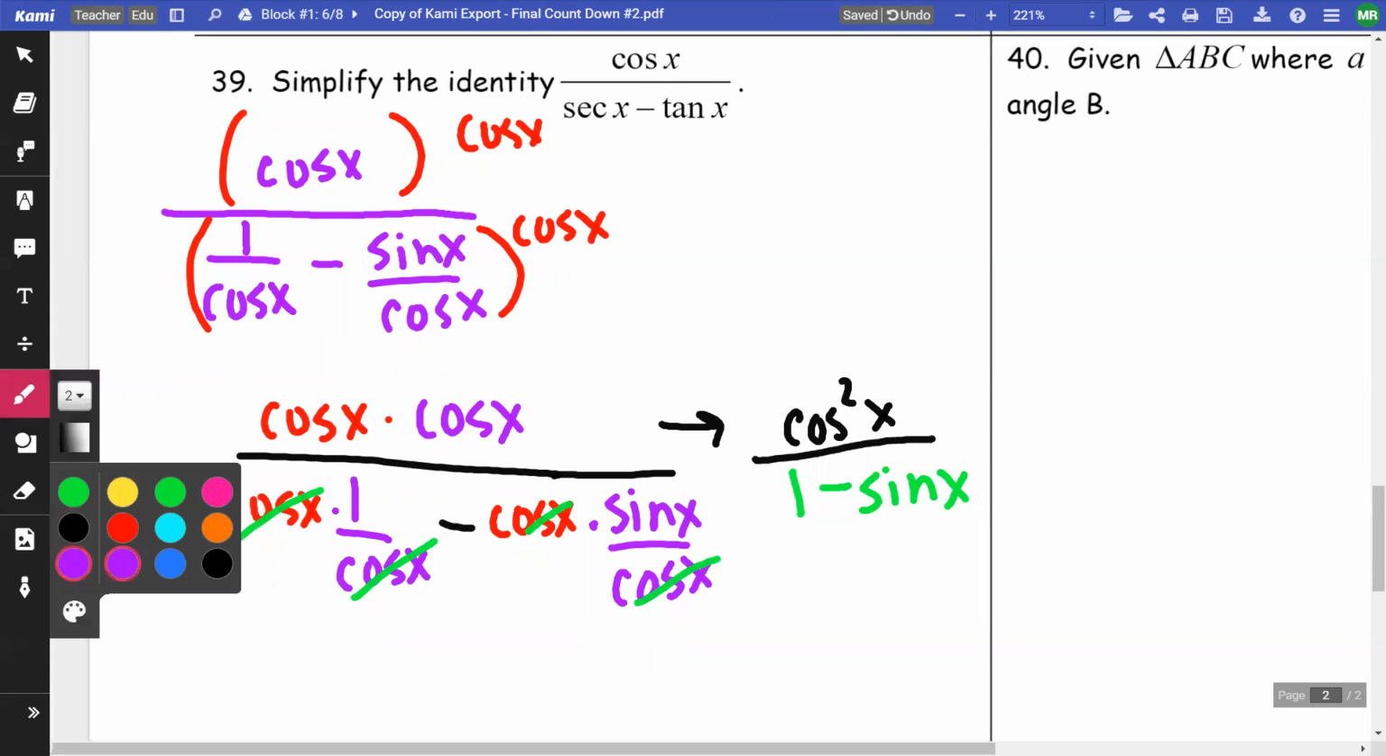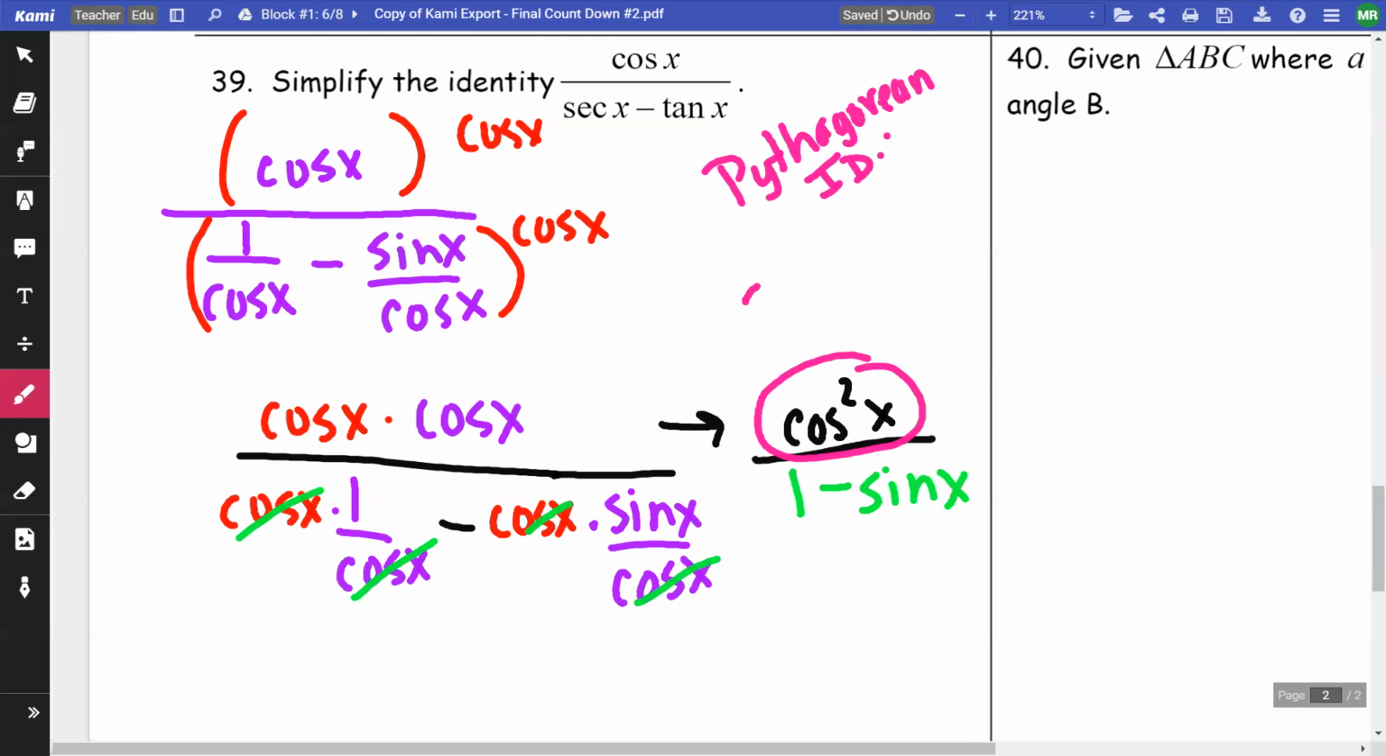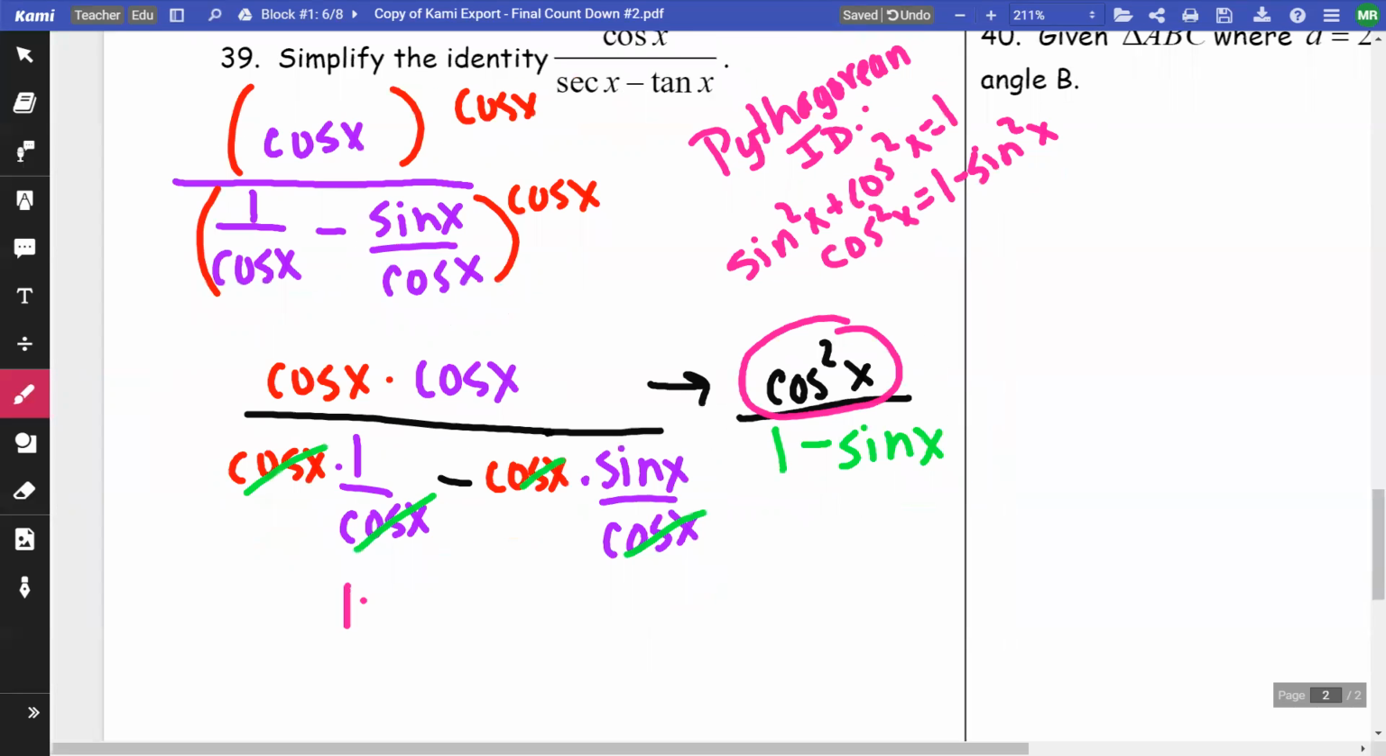Now, this cosine squared x, remember we have this trig identity, the Pythagorean identity. We know that sine squared x plus cosine squared x equals 1, which means if I rewrite this for cosine squared x, it's 1 minus sine squared x. That's what I'm going to put in place of my cosine squared x. So I'm going to have 1 minus sine squared x over 1 minus sine x.